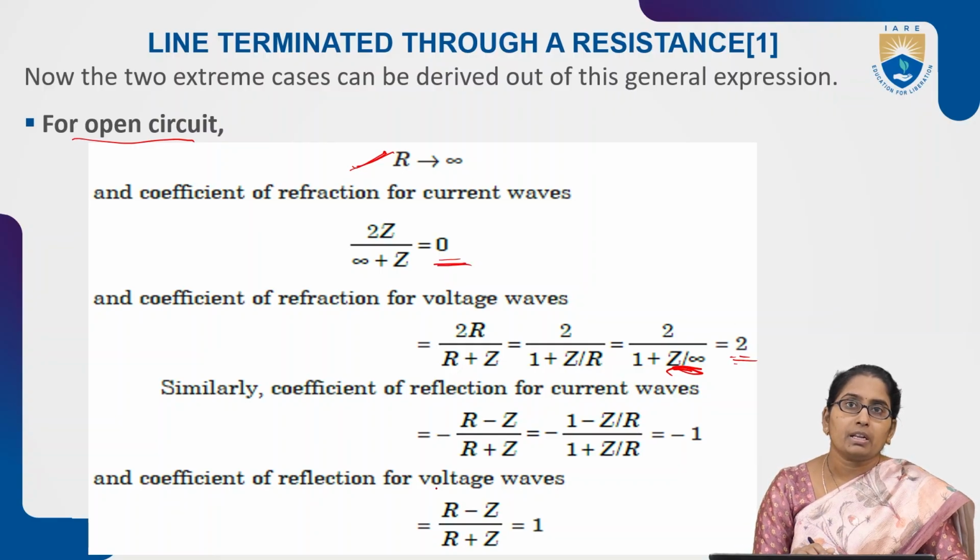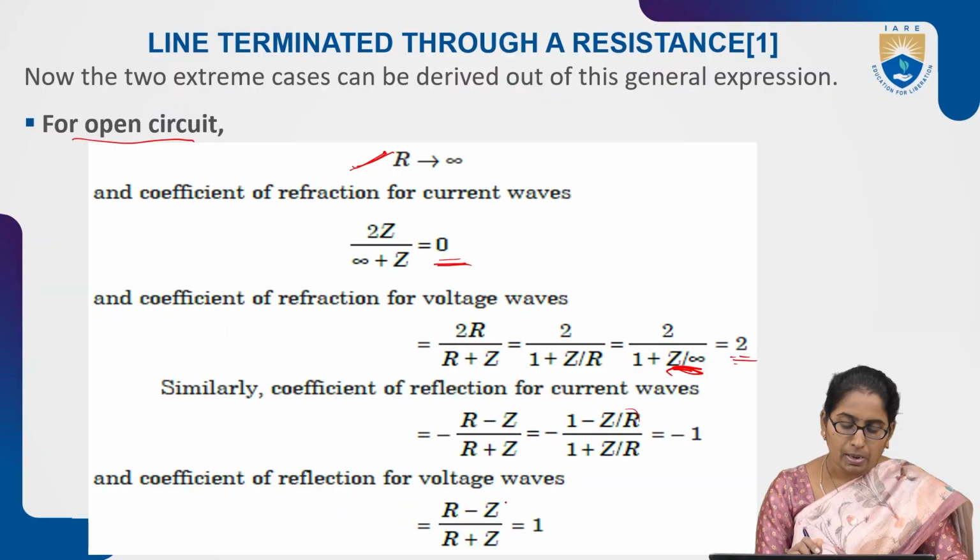Next, similarly about the reflection, the coefficient of reflection for current and voltage, we can check using the equation minus R minus Z by R plus Z. R is there, so divide both numerator and denominator by R. So it becomes 1 minus Z by R over 1 plus Z by R, so finally it becomes 0. So what is the value? Minus 1. We already know the current is reflected back with the negative sign, so it is minus 1. Of course, the coefficient of reflection is unity magnitude-wise. For the current wave it is minus 1.